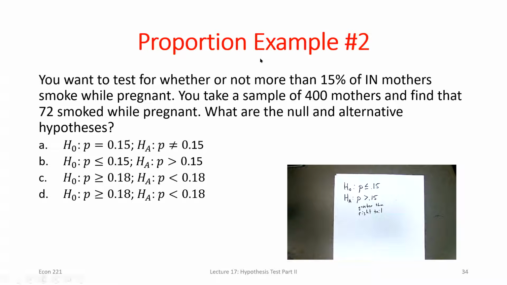We were then given the sample proportion. Something I could ask you to do on the exam is, if I told you that 72 of your 400 mothers in your sample smoked while pregnant, what's that sample proportion? That would just be 72 over 400, which works out to be 0.18. And our sample was of size 400, so we've got our sample size. So that's everything we were given, and also identifying our null and alternative hypothesis, and that we have a right-tailed test.